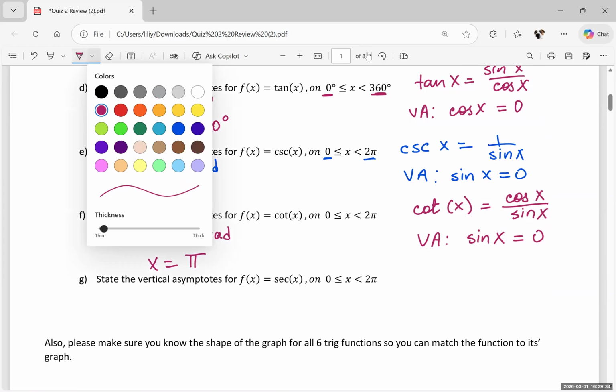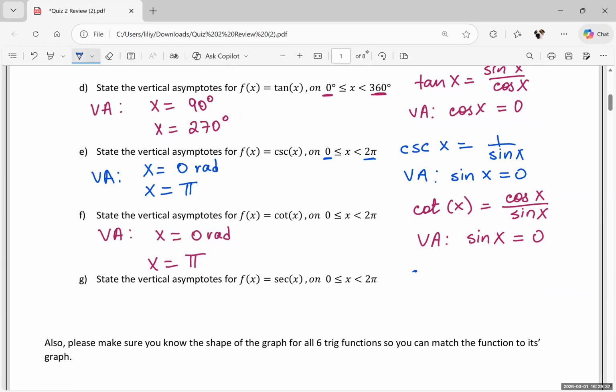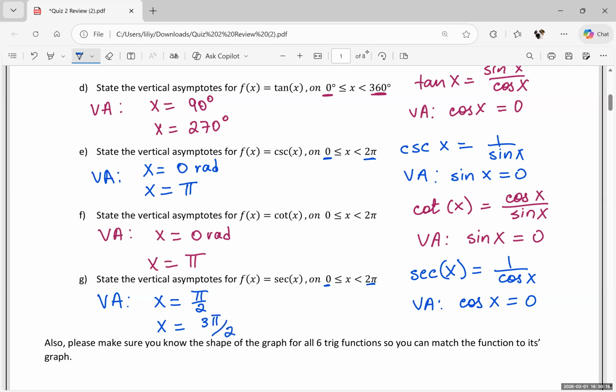And secant. Secant x equals 1 over cosine x. So the vertical asymptotes happen when the denominator, so cosine x, equals 0, and cosine is 0 at pi over 2 and 3 pi over 2. This time we're in radians and not degrees, unlike part D with tangent. So we need to make sure and stay that way. So vertical asymptotes, x equals pi over 2, and x equals 3 pi over 2.